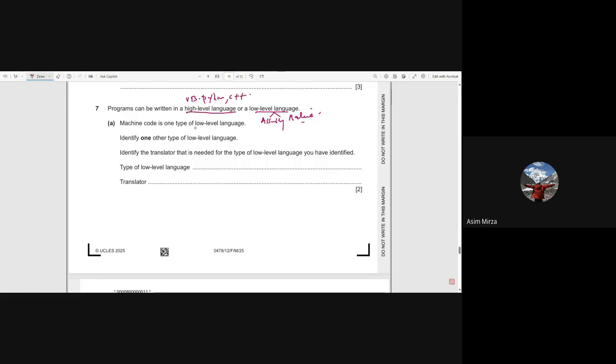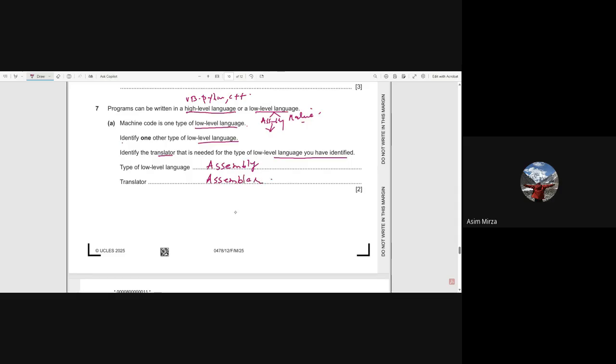Machine code is one type of low-level language. Identify one other type of low-level language. Identify the translator that is needed for the type of low-level language you have identified. The type of low-level language, as I said, is assembly language. You need skills to understand assembly language, right? It's assembly language, and the translator used to translate the code into machine code is the assembler. That is also known as a translator.